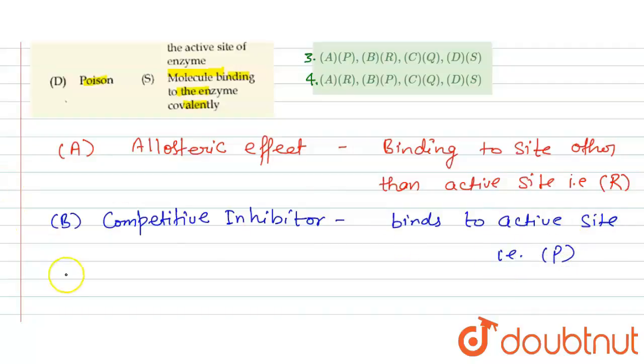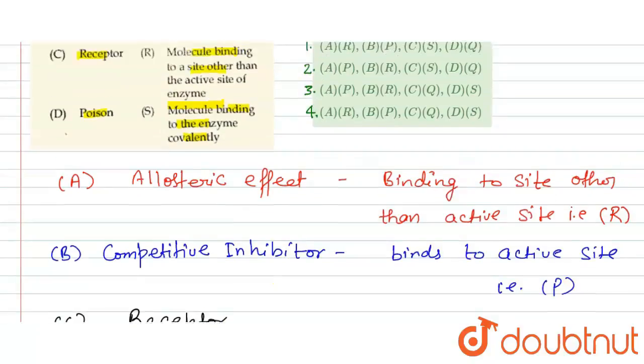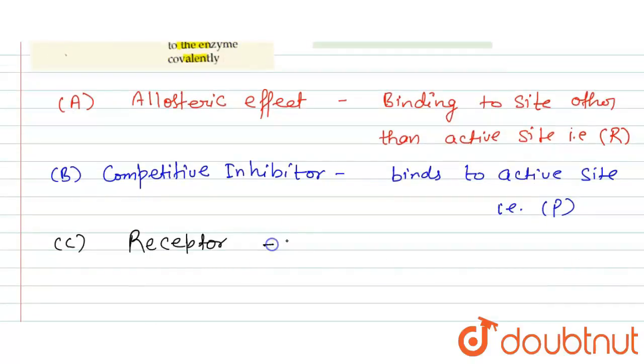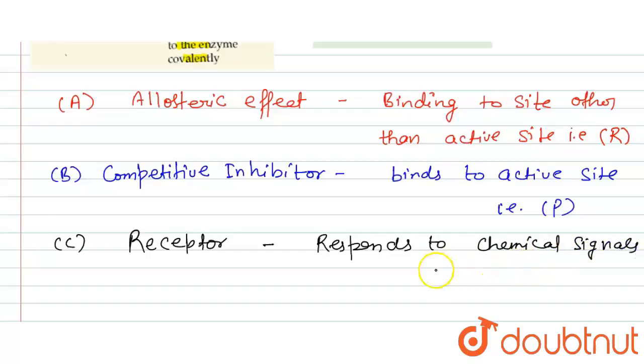Now we will talk about the third, that is receptor. A receptor is basically a protein molecule that recognizes and responds to endogenous chemical signals. So from here option Q is the correct one, that is, a receptor responds to chemical signals, that is, communicates through chemical signals. Responds to chemical signal, that is option Q, is the correct one for receptor.